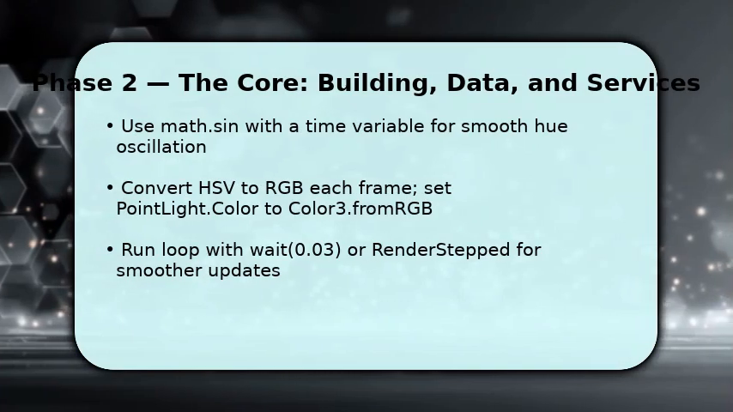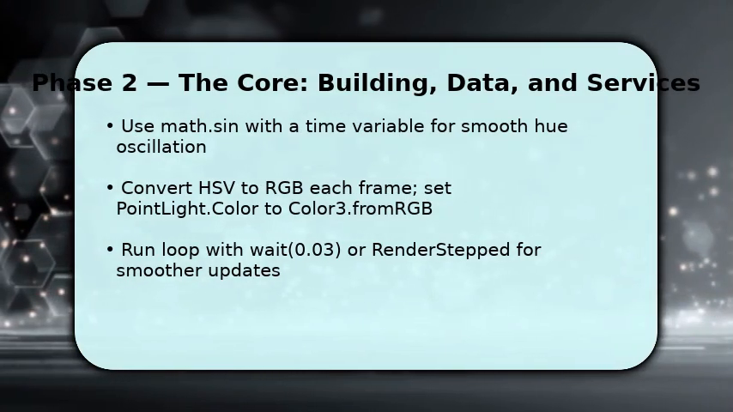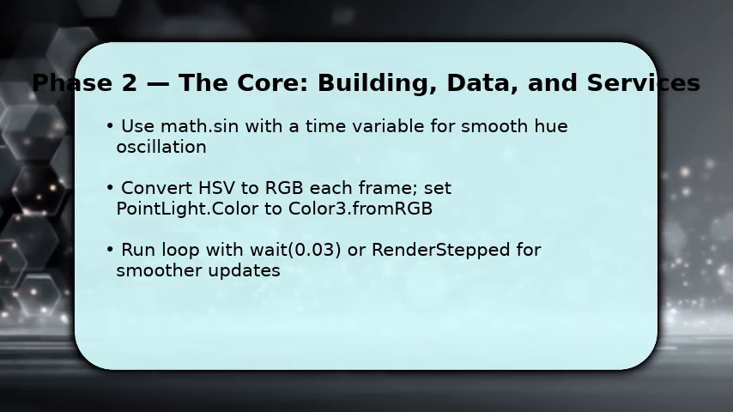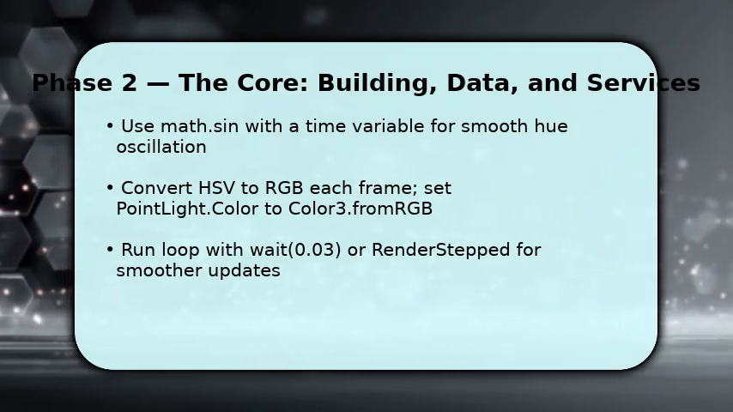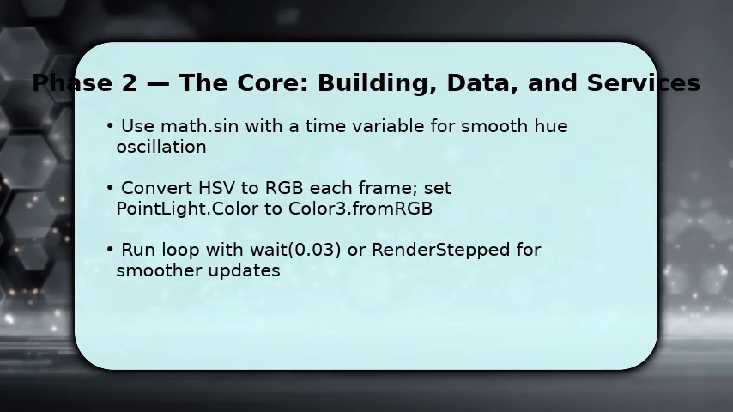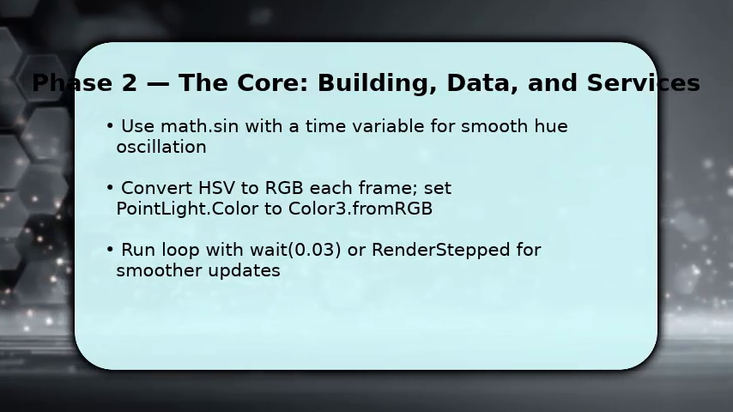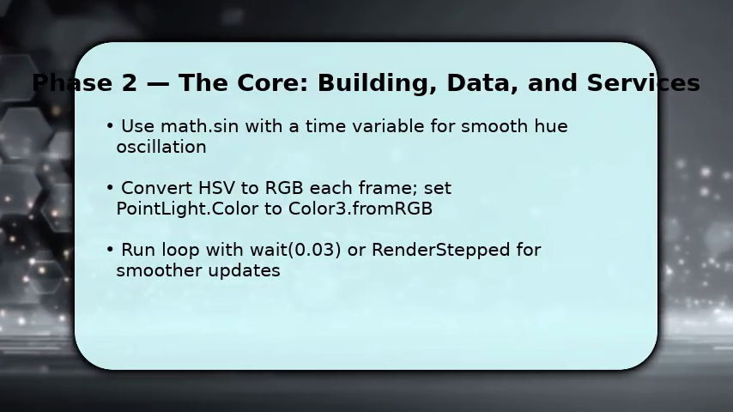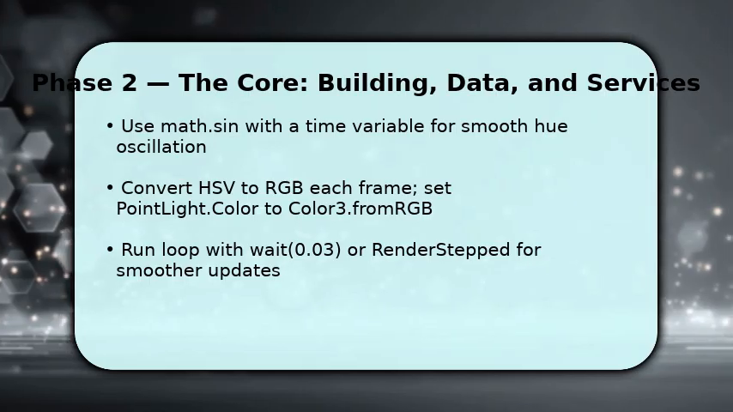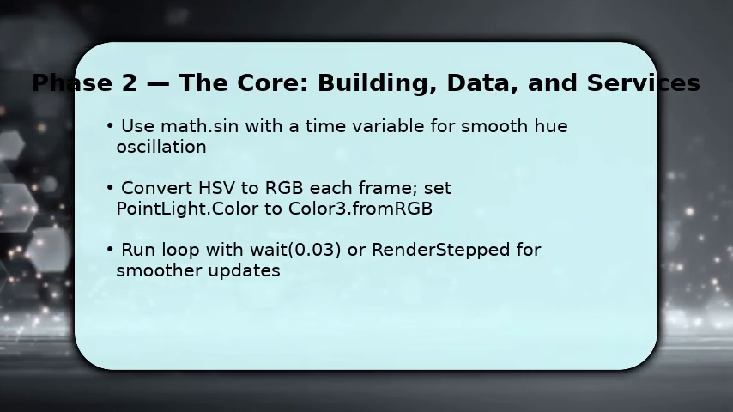Now write the core loop that generates rainbow hues. You use math.sin and a time counter so colors cycle smoothly rather than jumping. Convert HSV to RGB within the script each iteration and assign point light.Color using Color3.fromRGB. This lets you control saturation and value separately.